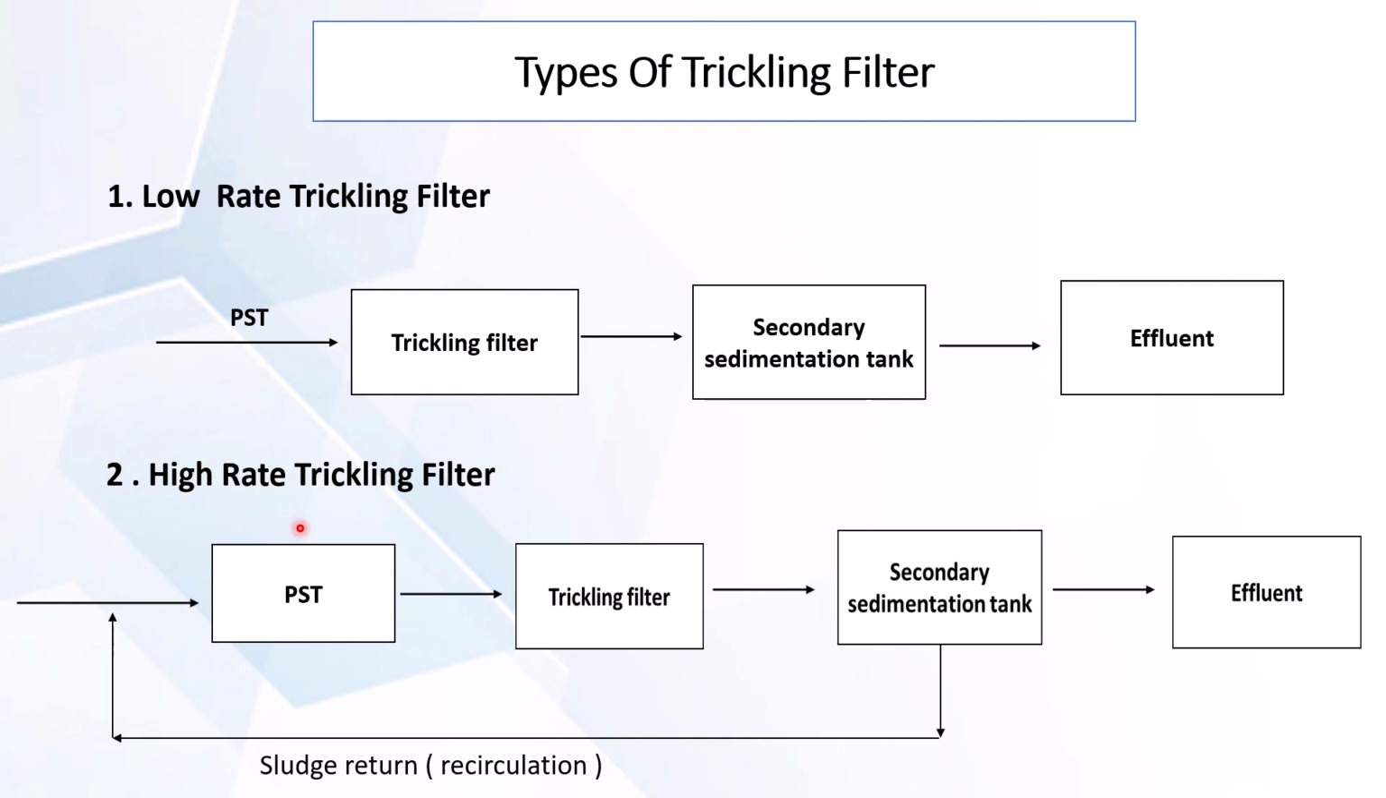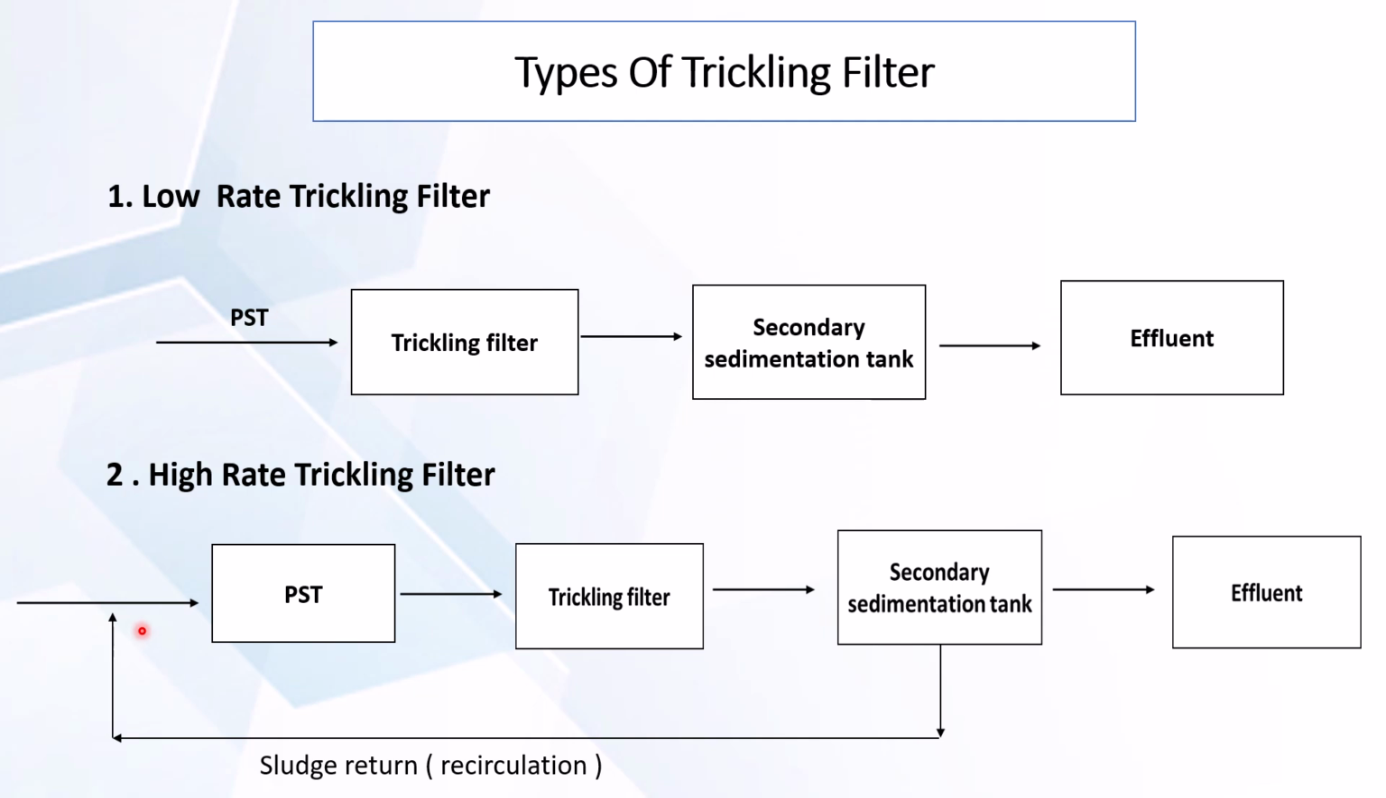And the second is the high rate trickling filter. In this, the influent is coming from the primary sedimentation tank to the trickling filter, then to the secondary sedimentation tank, and a part of the sludge is returned back again to the PST.